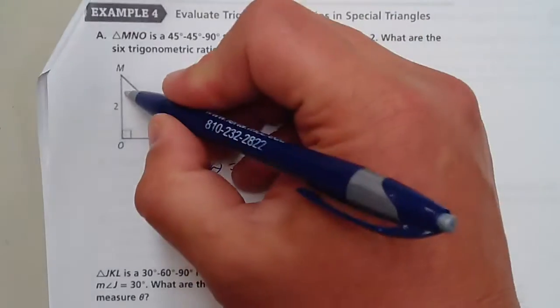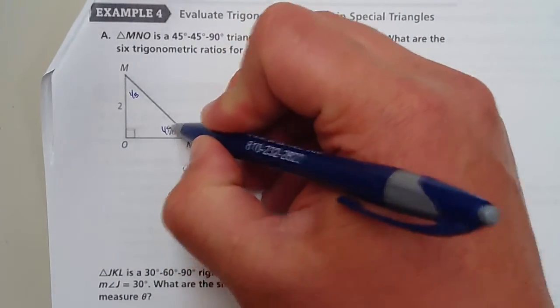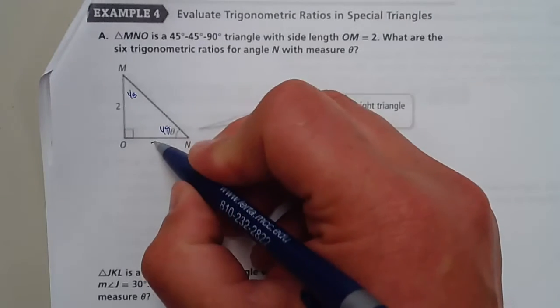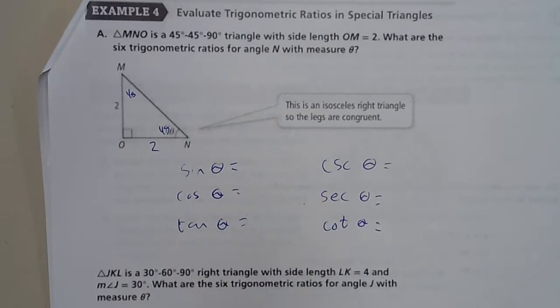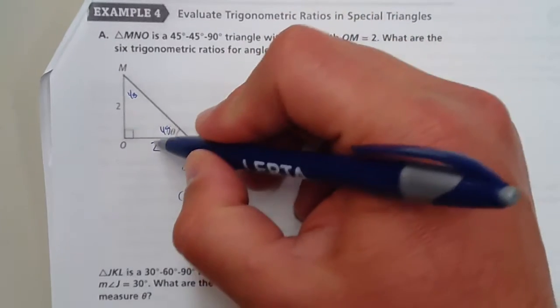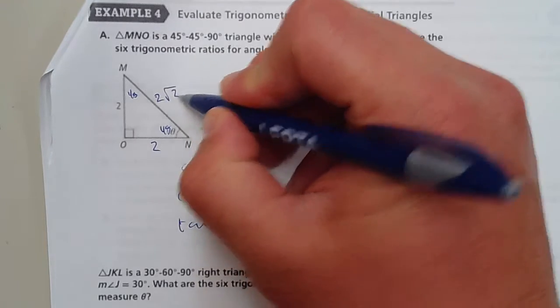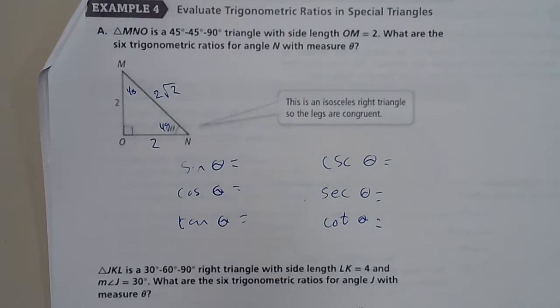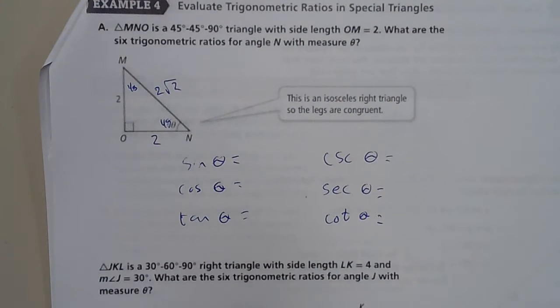Now they do tell us that these are 45, 45, 90, which does mean the two legs have to be equal. So those are both 2s. And if you remember the shortcut from the other day when we were talking about 45, 45, 90 triangles, you just take the leg and multiply by root 2. So this is going to be 2 root 2. So from here, we should be able to write all these ratios, no problem.